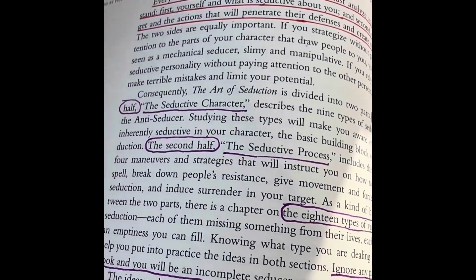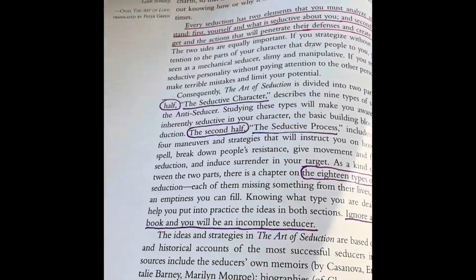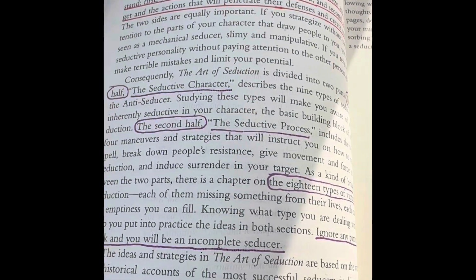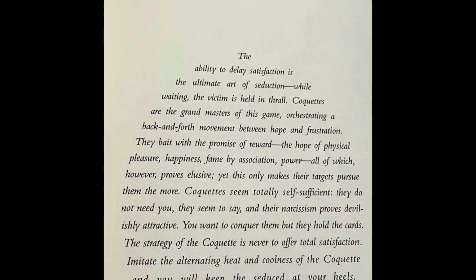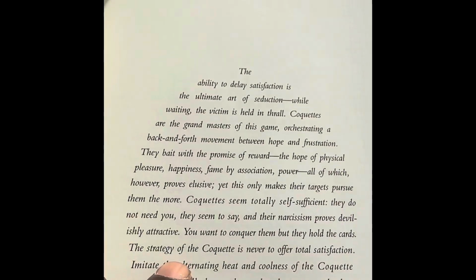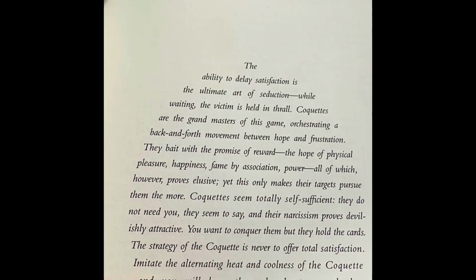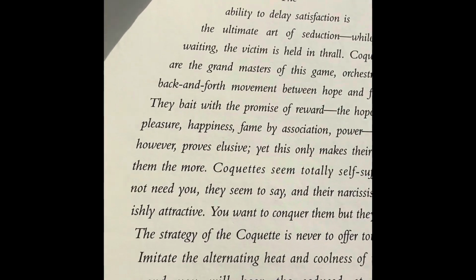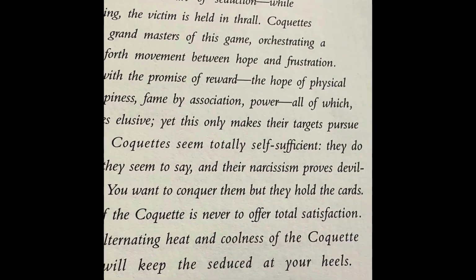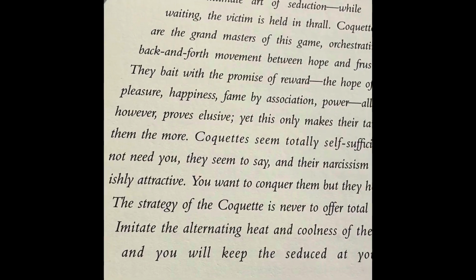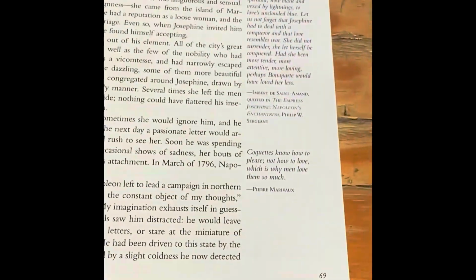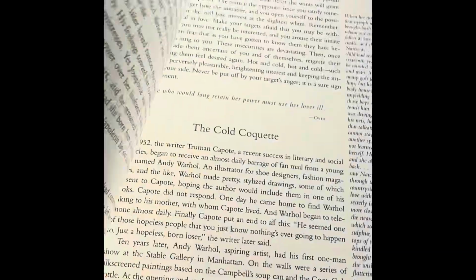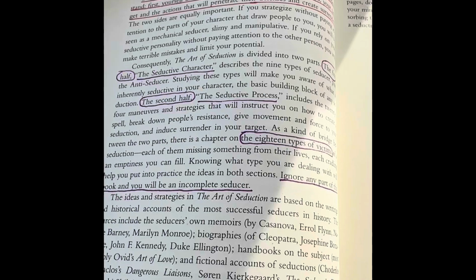You see, the advantage of having this book is that if you decide to put on a coquette, all you have to do is go to the seductive character, the coquette, read about the coquette, and see what coquettes are, how to put it into practice. The one thing you'll notice, the strategy of the coquette is never to offer total satisfaction. Imitate the alternating heat and coolness of the coquette, and you will keep the seduced at your heels. So this is a complete character that is basically based upon knowing how to do hot and cold.